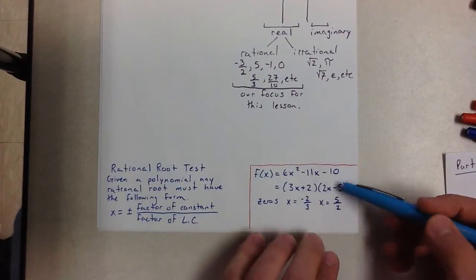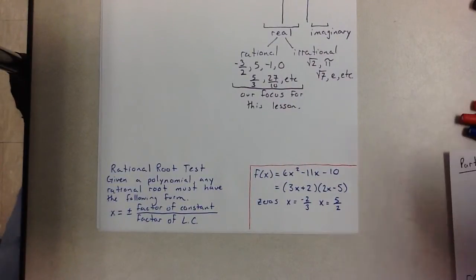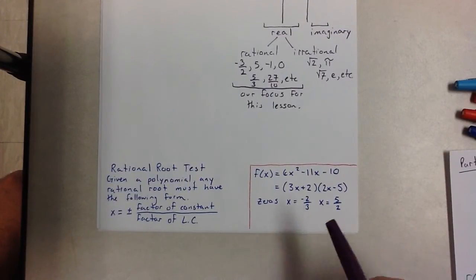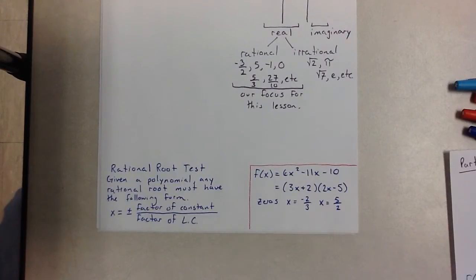So I'm giving you an example here. So I took 6x squared minus 11x minus 10. I factored it. You could check me here if you wanted to. You could pause the video and check my work. But we get factors of 3x plus 2 and 2x minus 5. And from that we get zeros of -2/3 and 5/2.